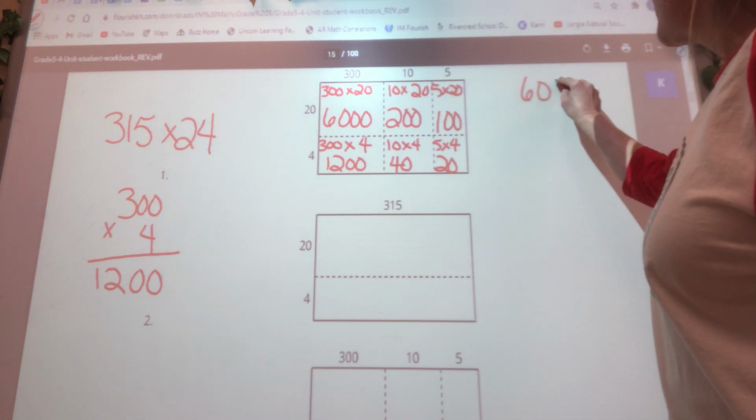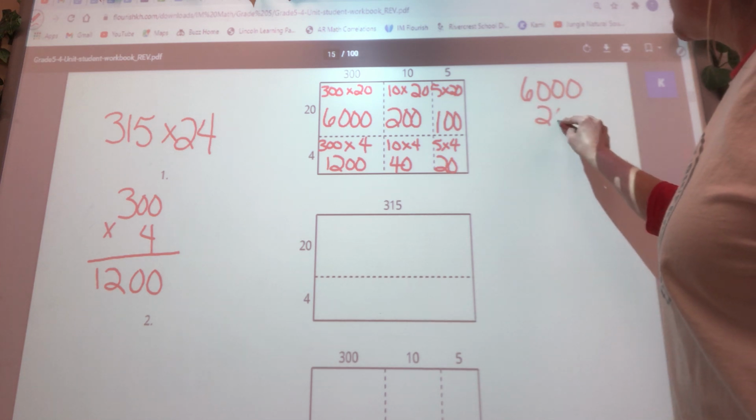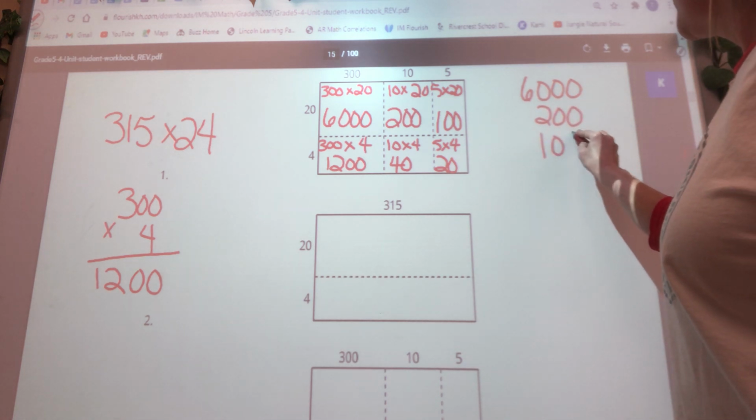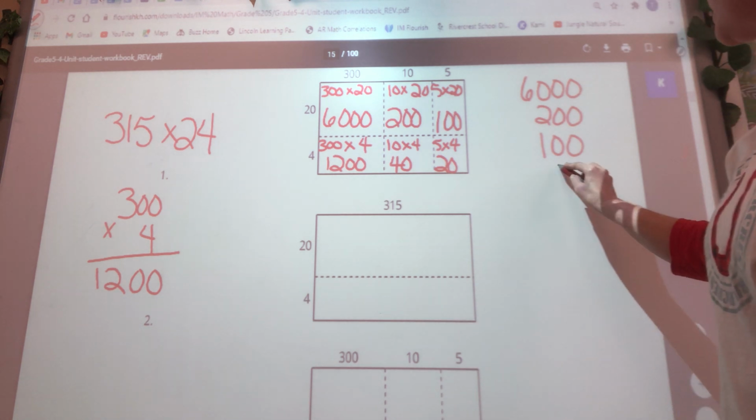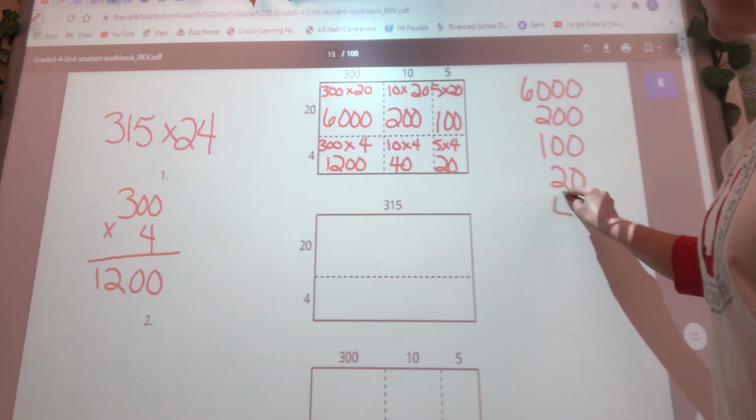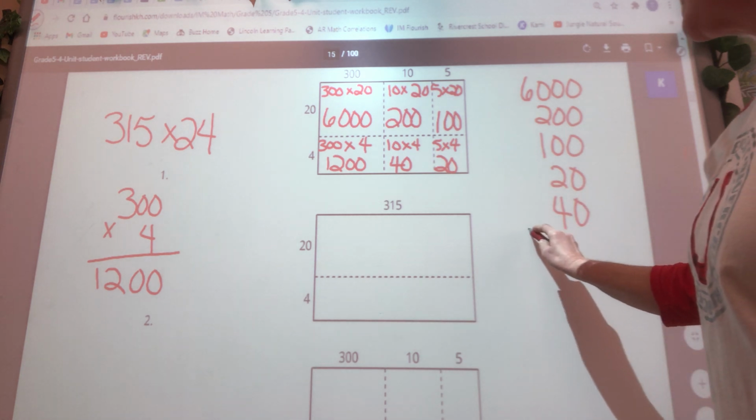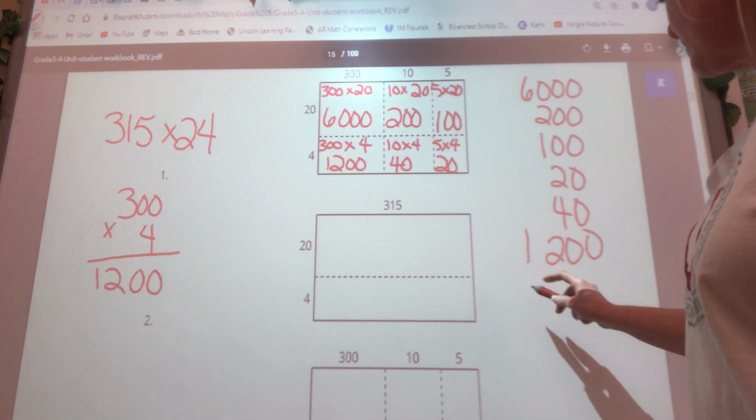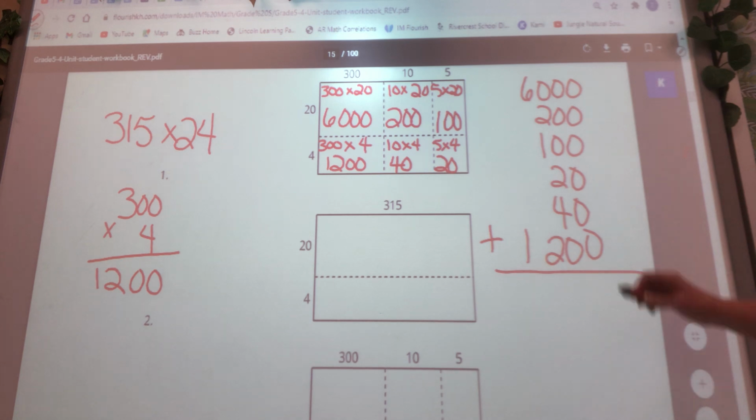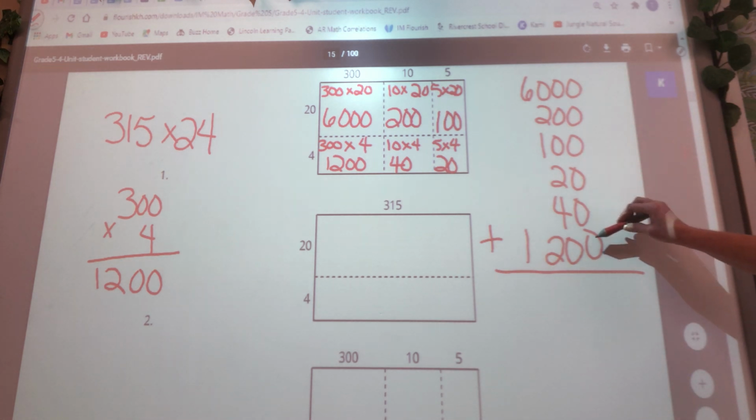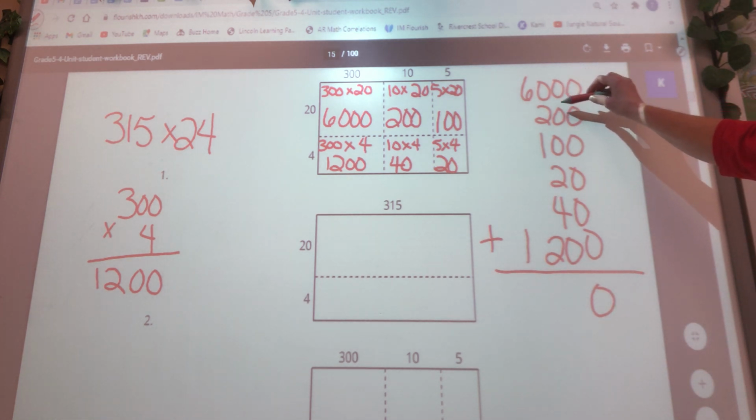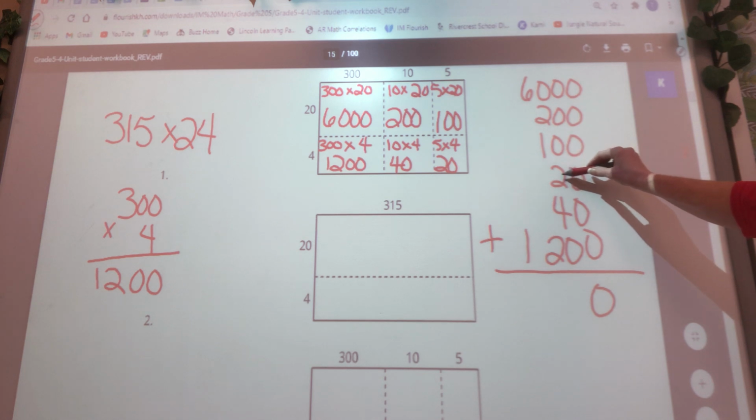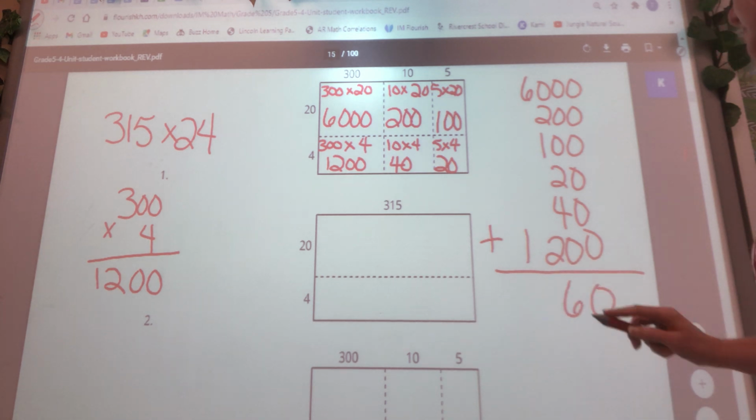Okay, and now we can add all this together. I have 6,000 plus 200 plus 100 plus 20 plus 40 plus 1,200. We have to make sure that we stay under the correct place values. Okay, in my ones place, I have zeros all the way down. In my tens place, I have 0, 0, 0, 2, and then a 4, and then another 0. So 2 plus 4 is 6.